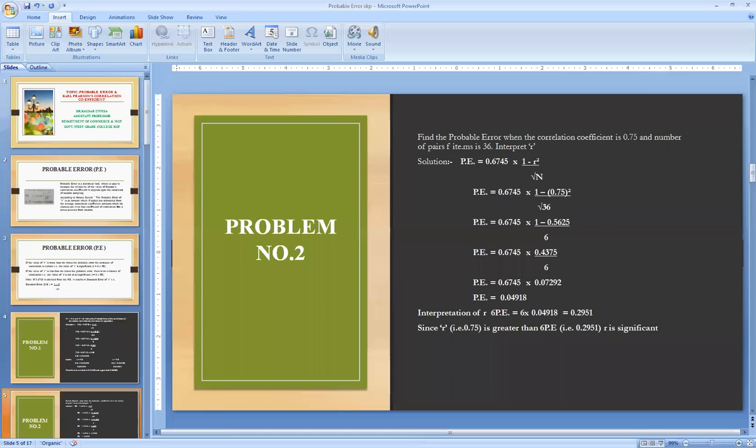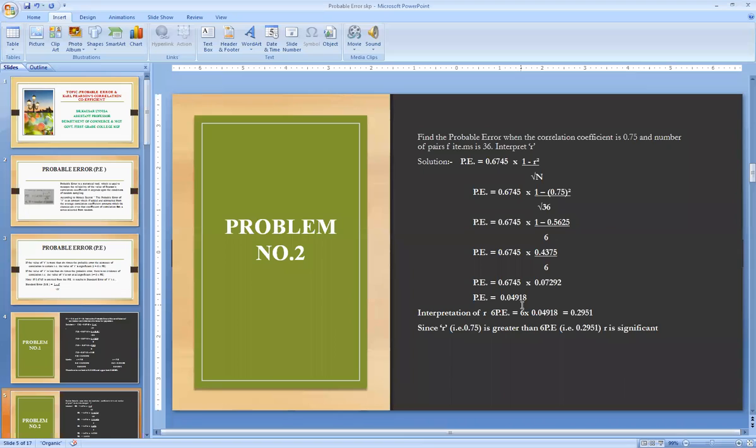And then again we should calculate the values in the next step. Then PE equals 0.6745 into 1 minus 0.5625, the value is 0.4375 divided by 6. After division, we are getting the values here. PE equals 0.6745 into 0.07292. Multiply these two values, we will get the probable error value as 0.04918. So this is the value of probable error.